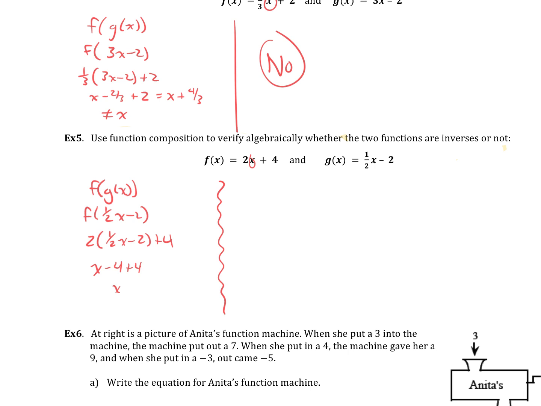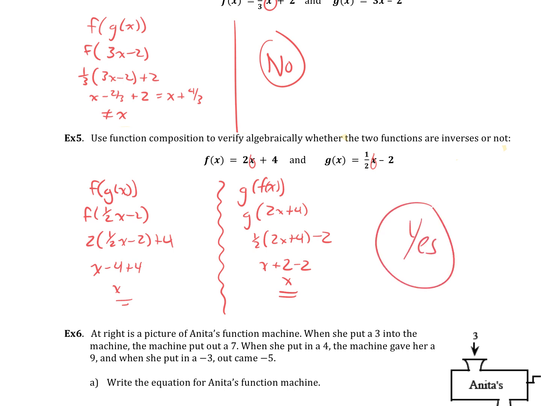So I'm not done. Now I have to continue and check g of f of x. Let's see if it turns out to be x. G of f of x is g of 2x plus 4. Now I put 2x plus 4 in there, and I get 1/2 of 2x plus 4 minus 2. Do the distributive stuff, and I get x. And since they are both x, I say yes.